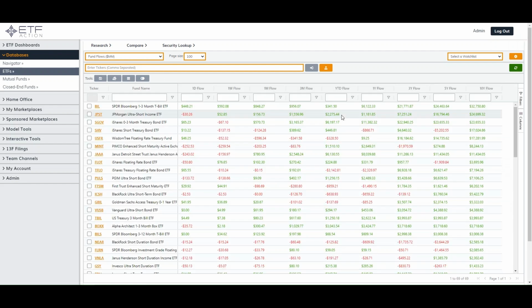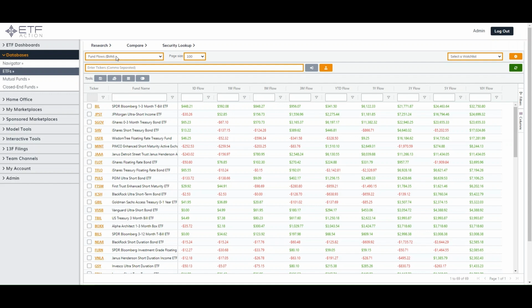Similarly, over the last week, we can see $592 million in for this product. So we're still seeing net inflows, but by and large, we are starting to see that rotation out of shorter dated duration treasuries into longer dated.